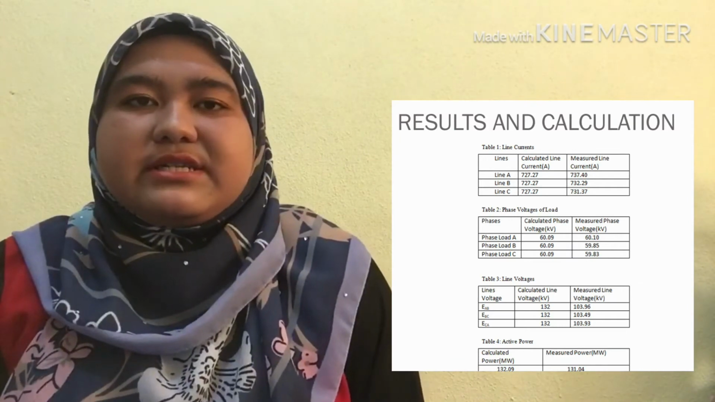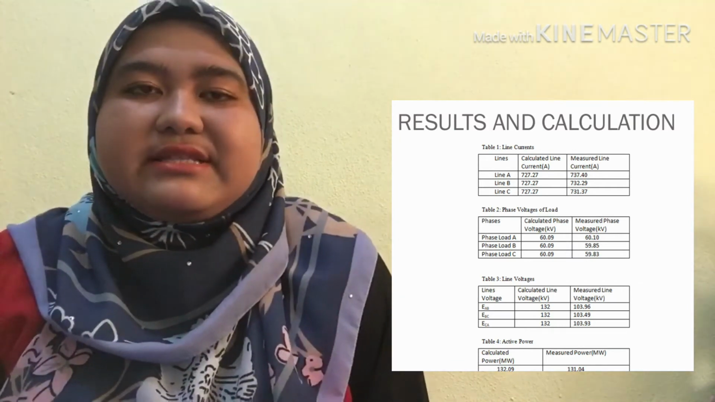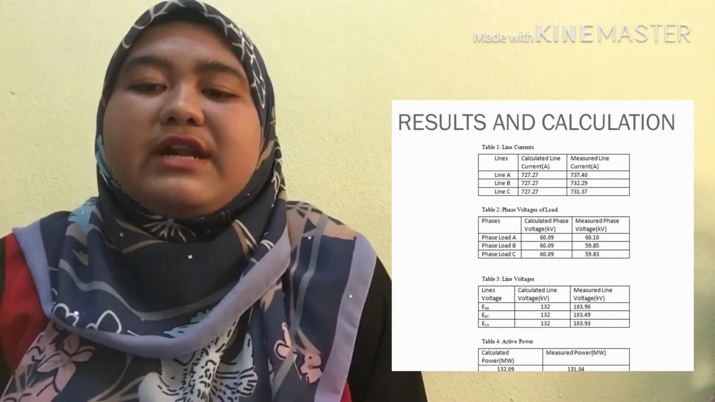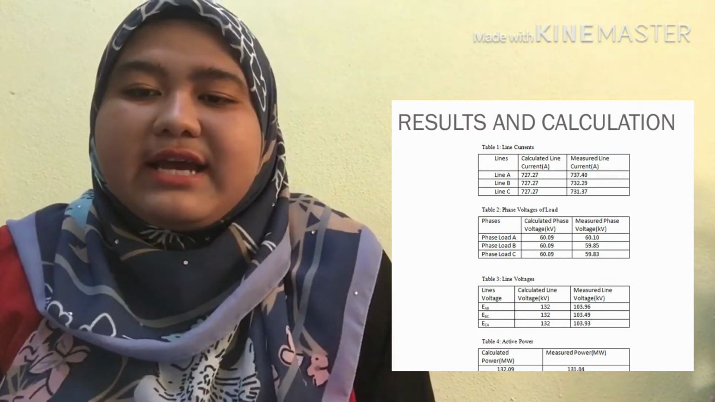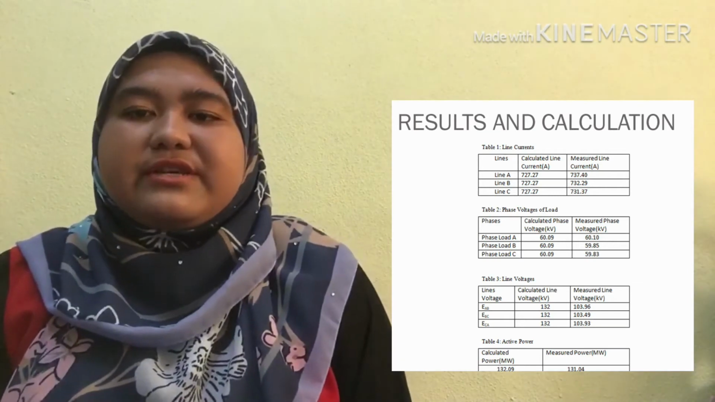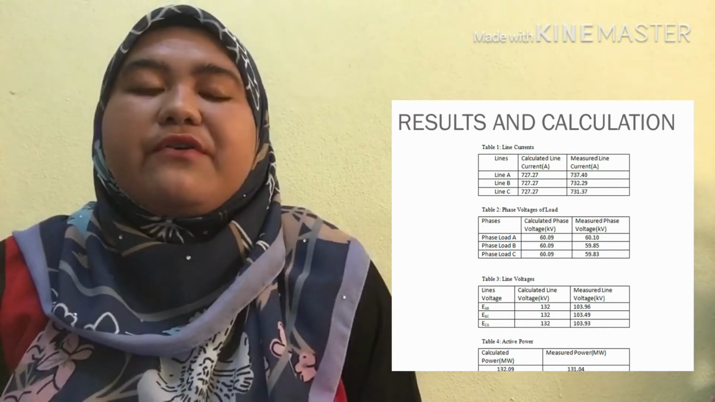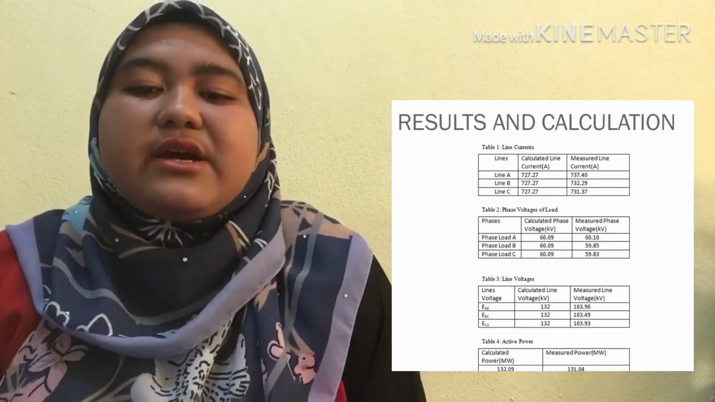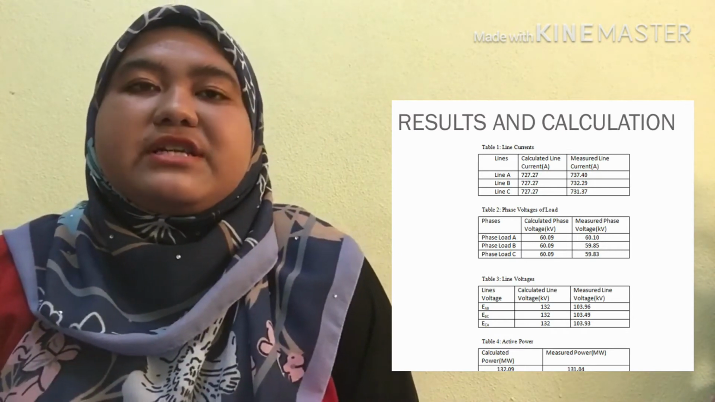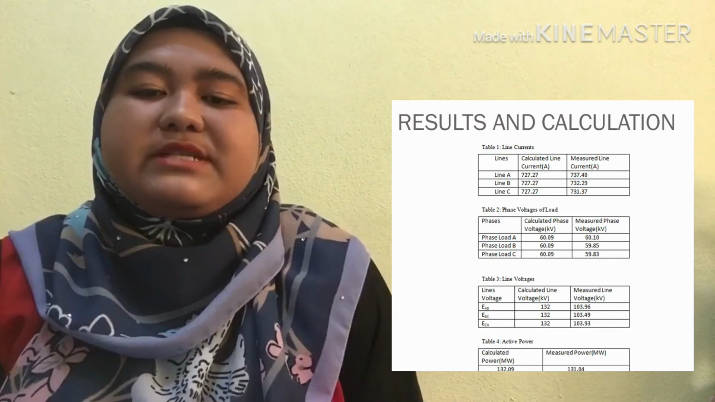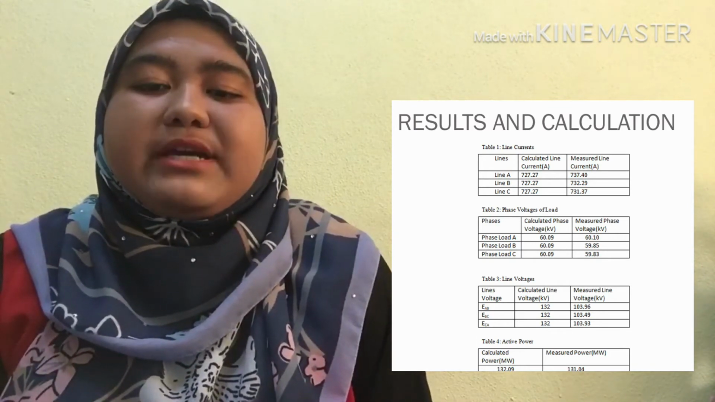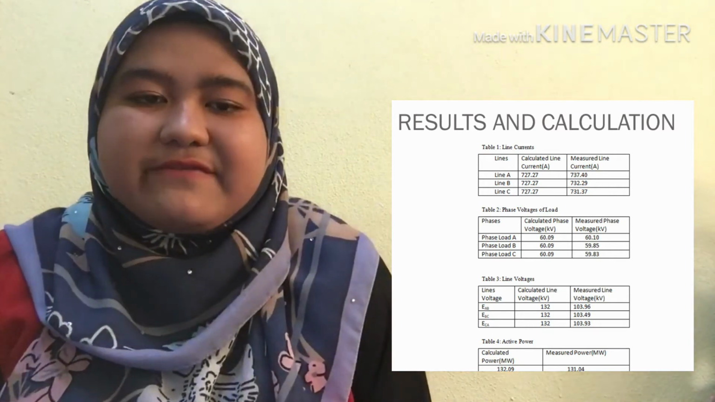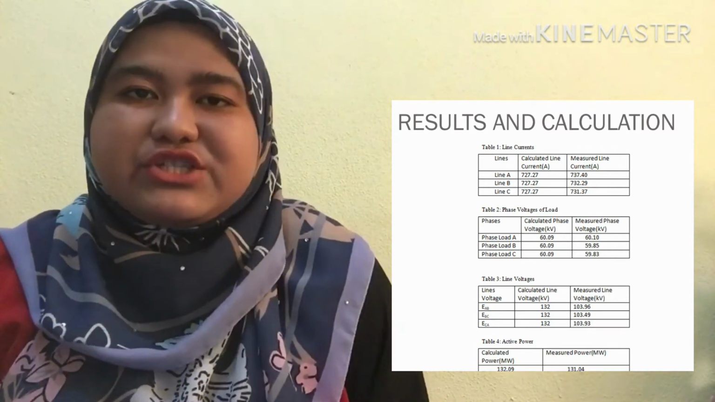So for Table 3, we can see that it shows the value of line voltage for line 1, 2 and 3, where the calculated line voltage is slightly different compared to the measured line voltage, as observed from the table. The value of measured line voltage is lower than the value of calculated line voltage.